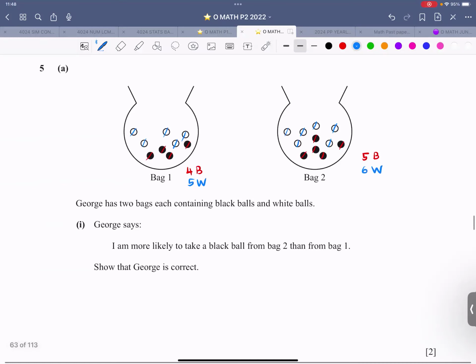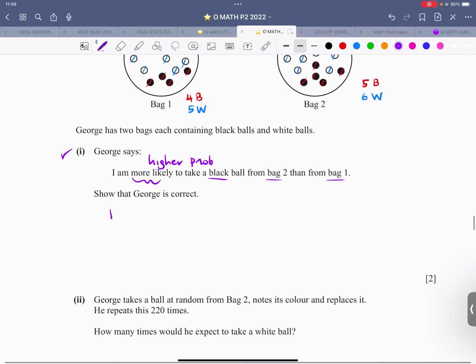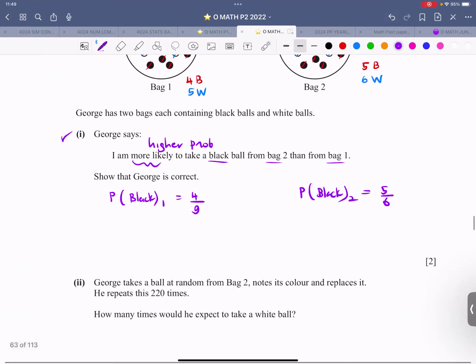George says, I am more likely, that means higher probability, to take a black from bag 2 than from bag 1. Show that George is correct. So first of all, probability of black from bag 1 is how much? That is 4 over 9. Probability of black from bag 2 is how much? That is 5 over 6. Basically, what we have to prove is which fraction is bigger.